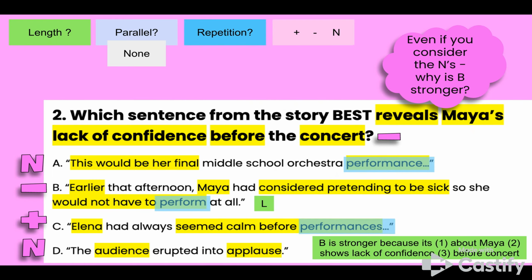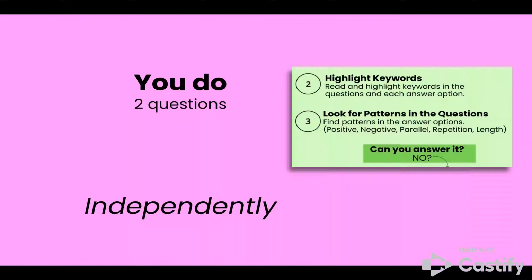B is stronger because it shows all the things it needs. Number one, it's about Maya. Two, it shows lack of confidence. And three, it's before the concert. So all of those three things that came from the question are being done in B.